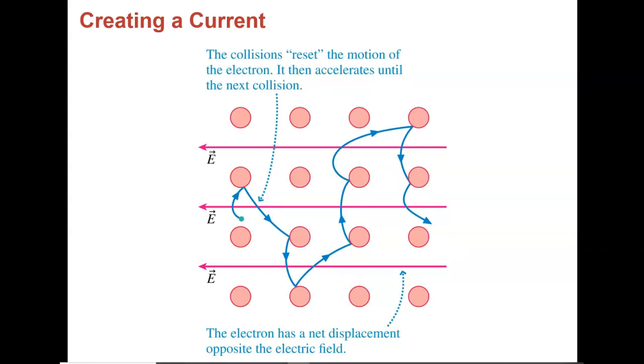So the collisions reset the motion of the electrons. So then it wants to go in a straight line. So these electrons go in all sorts of directions when they start hitting things. They want to go in a straight line, but they keep running into things that cause them to move in different directions.